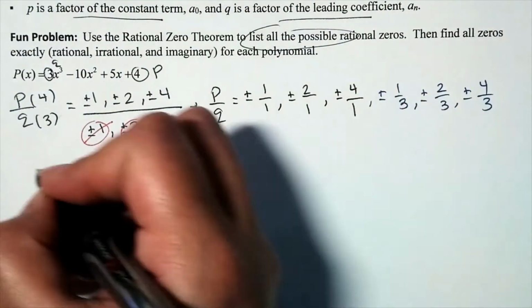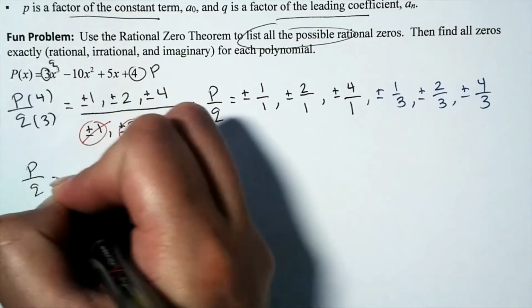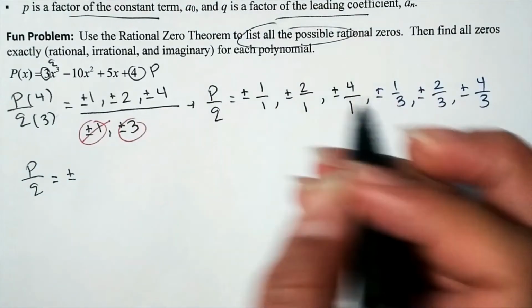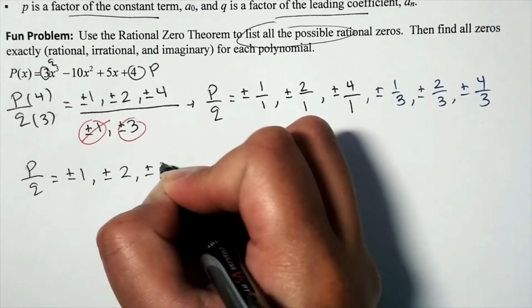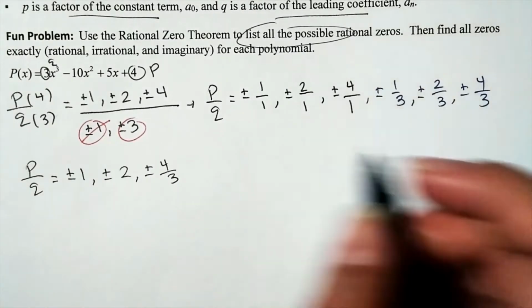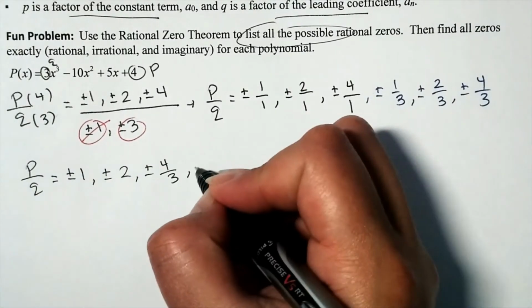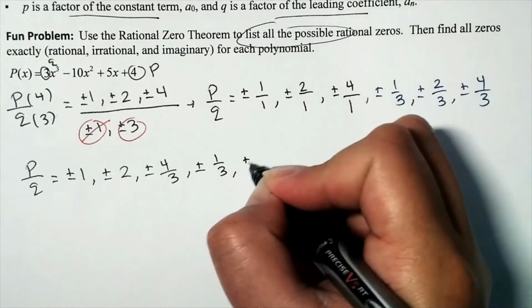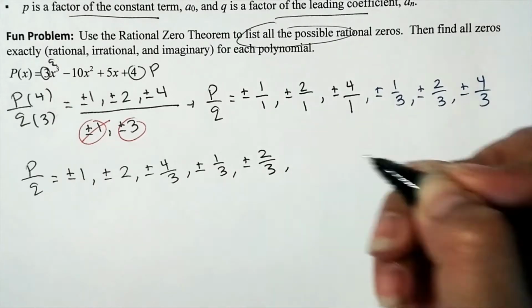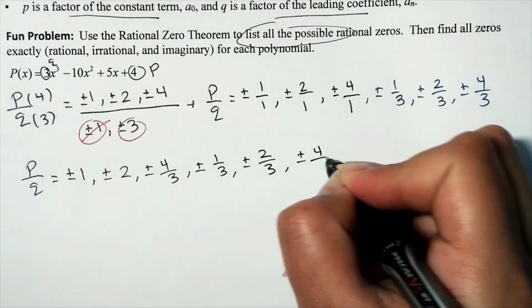So the possible rational zeros are positive or negative 1, 2, 4, followed by these fractions. Well, they're all rational numbers. A rational number is any number that can be written as a quotient of two integers. In English, it's any number that can be written as a fraction.